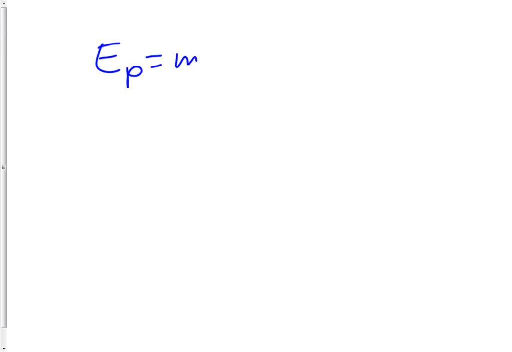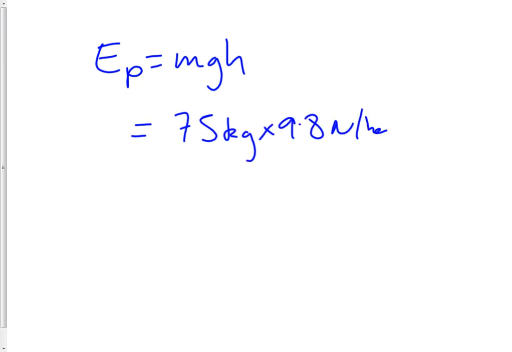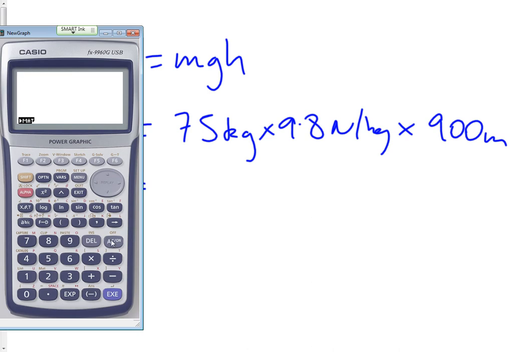So EP equals mgh, which is 75 kilograms times 9.8 newtons per kilogram times 900 meters. Let's chuck all that into a calculator. Clear all that out of the way. 75 times 9.8 times 900 is, wow, 661.